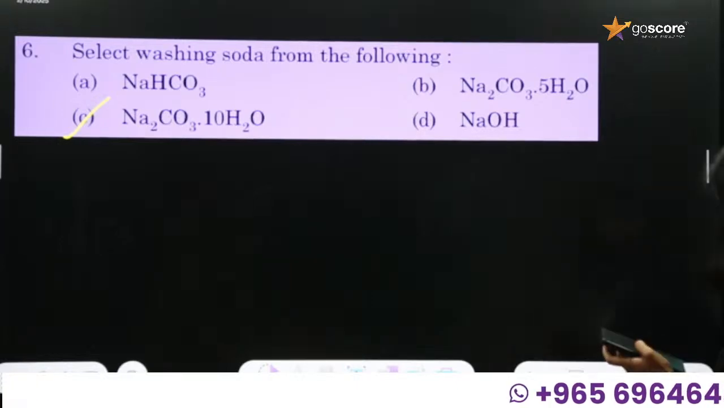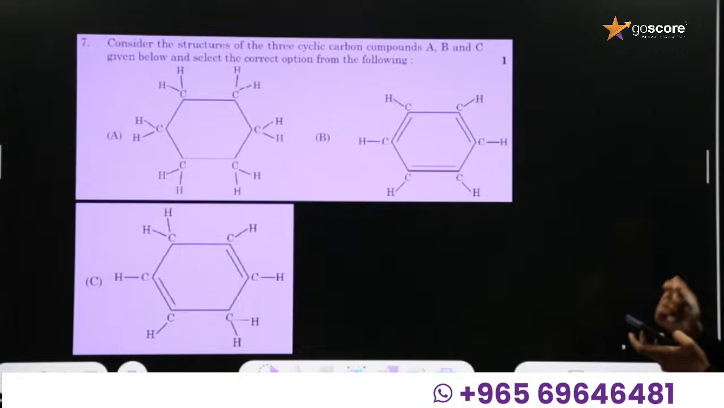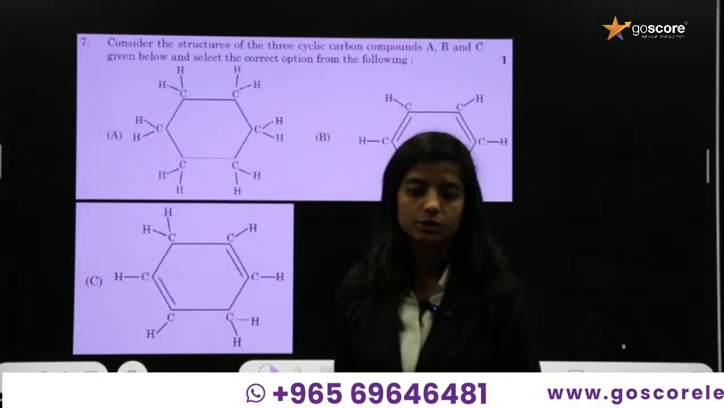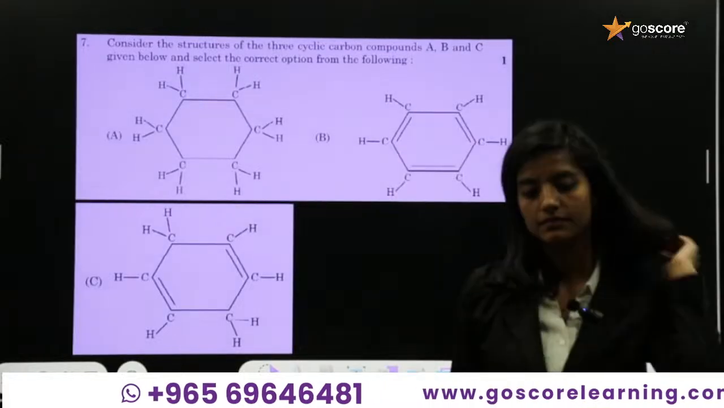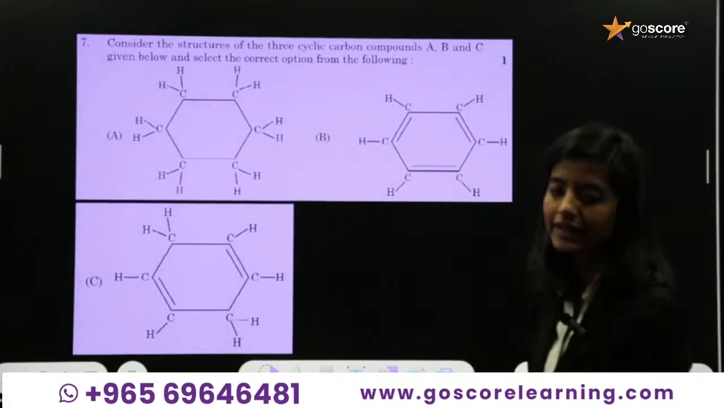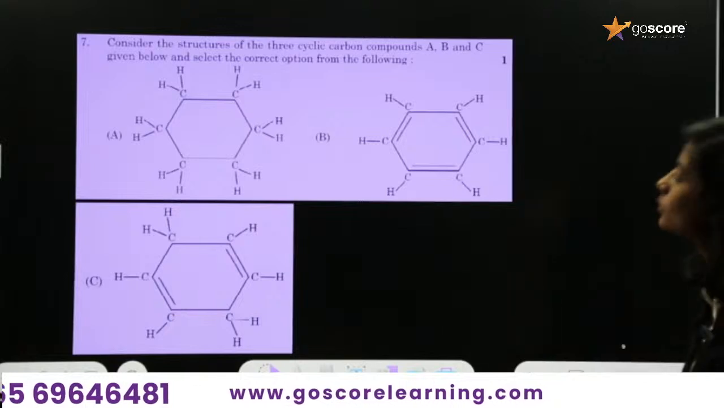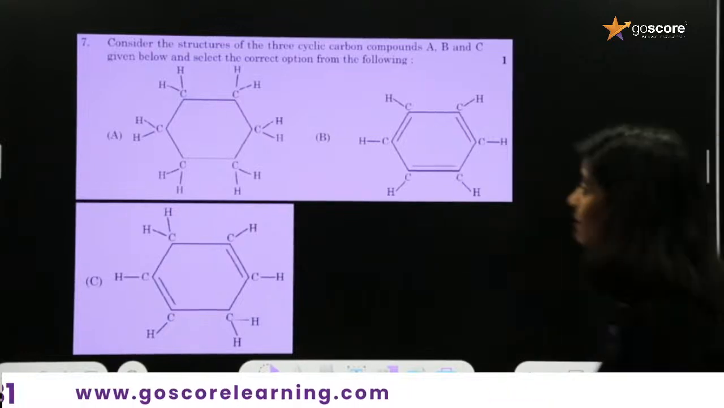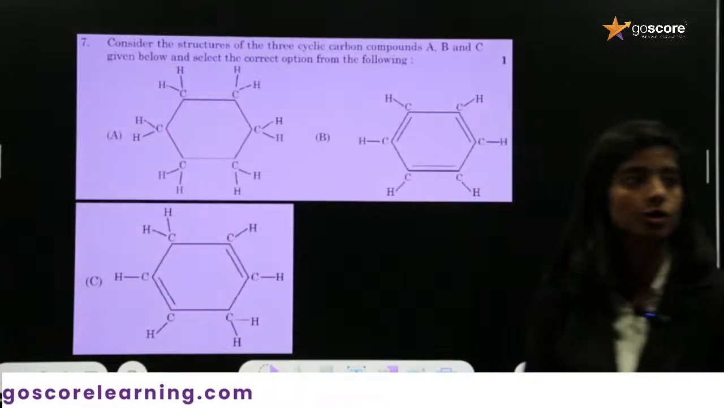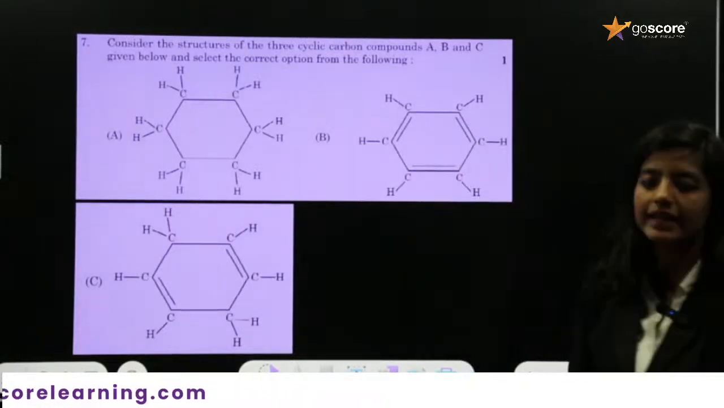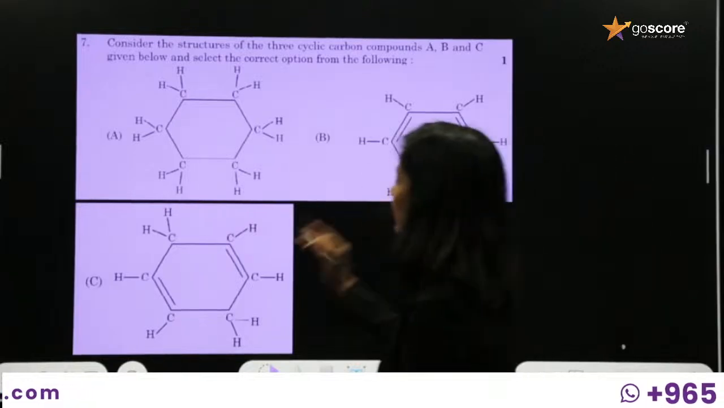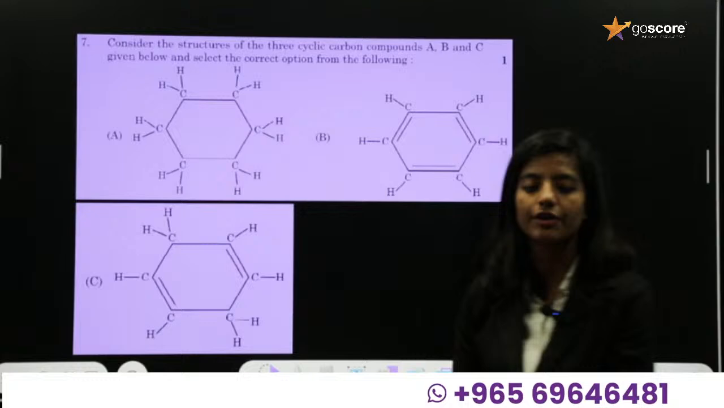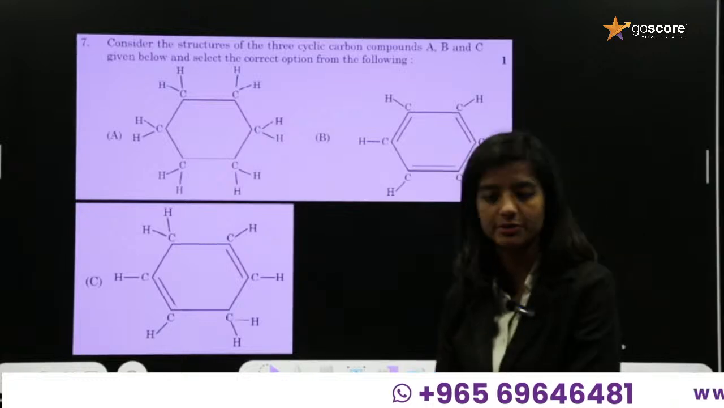Okay, let's move ahead with the next question. Consider the structure of 3 cyclic carbon compounds A, B and C given below and select the correct option from the following. These are the 3 structures, A, B and C. Just clearly observe this and I will show you the options.